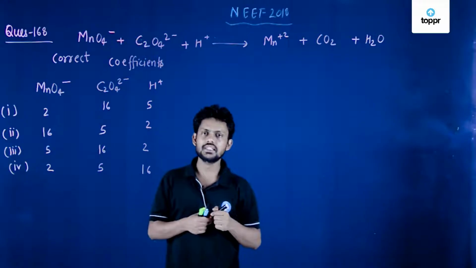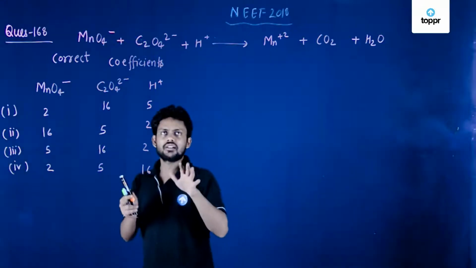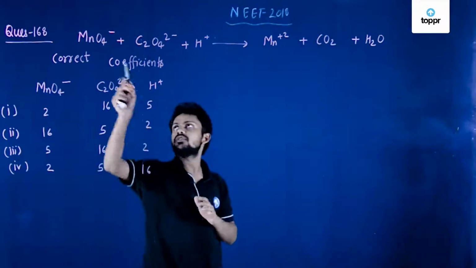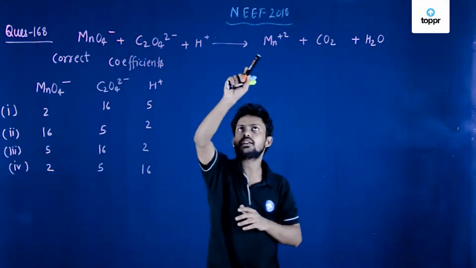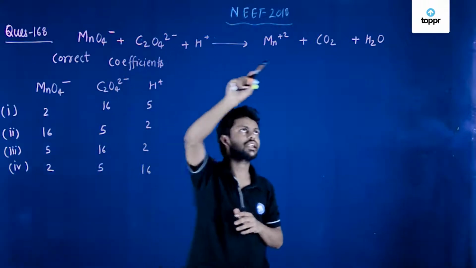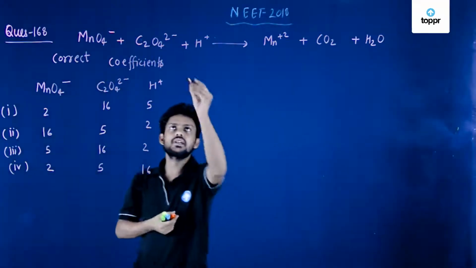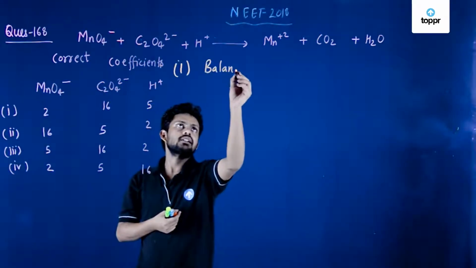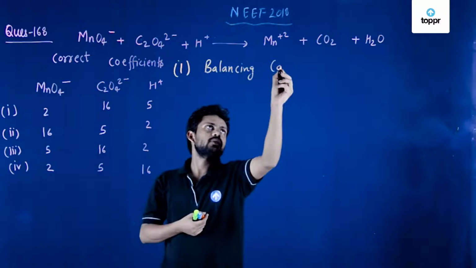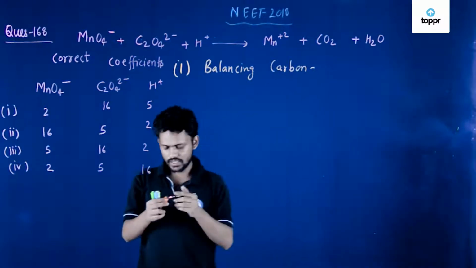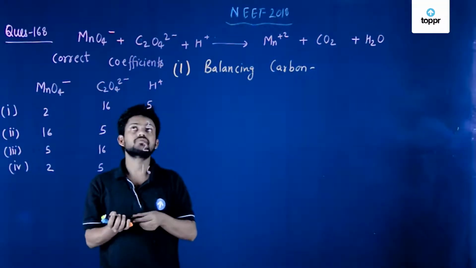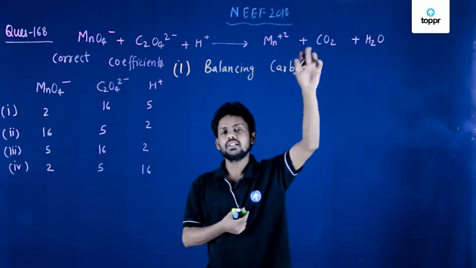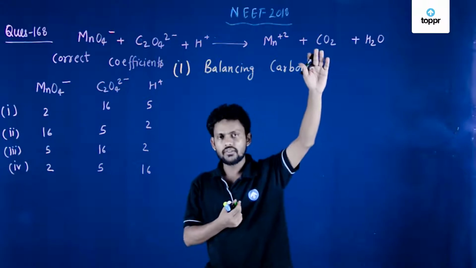First of all, let's see my main elements, for example manganese and carbon, whether they are balanced or not. Manganese is balanced, 1 and 1, but carbon here is 2 and carbon here is 1. So the first step is to balance the carbon. If we simply balance the carbon, we need to multiply by 2 here, then only the carbon will get balanced.